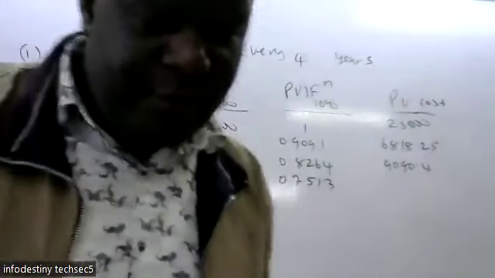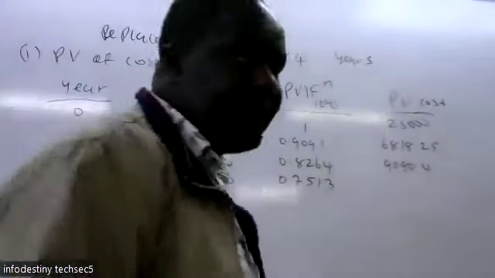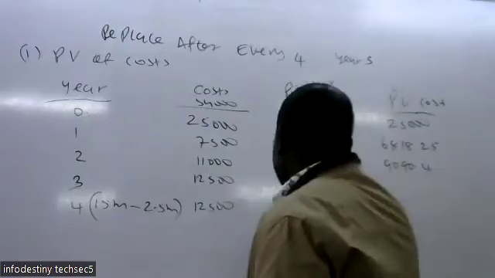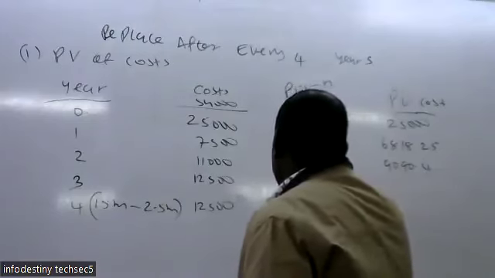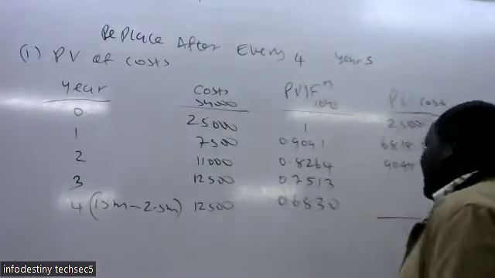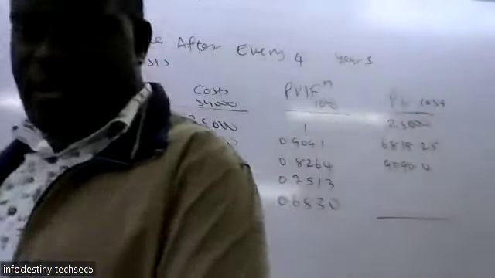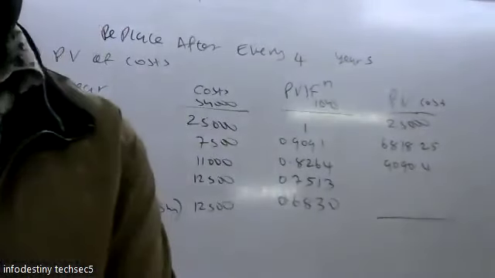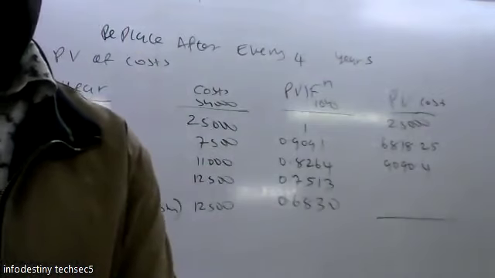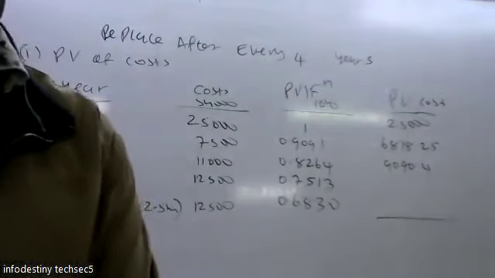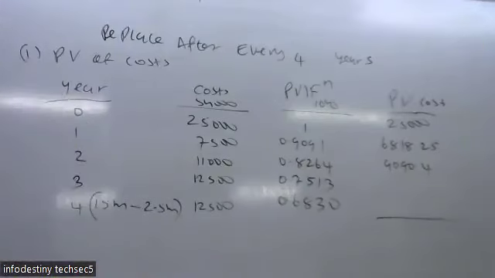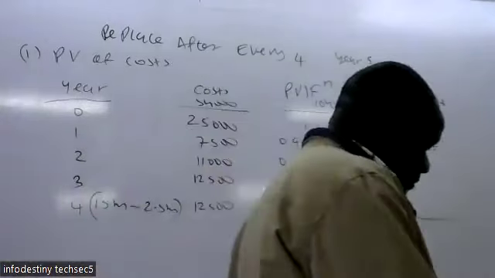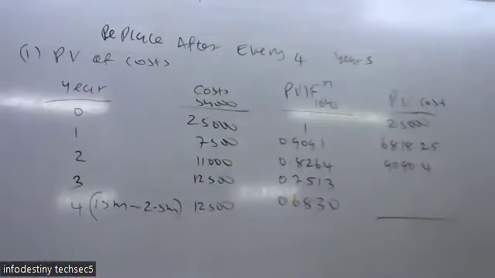So year four, it is which value? 0.6. 0.68. So get that present value cost and also get the annuity for that. So compute and also calculate the annuity costs. Get the total. Also come up to what is supposed to be the annuity costs.